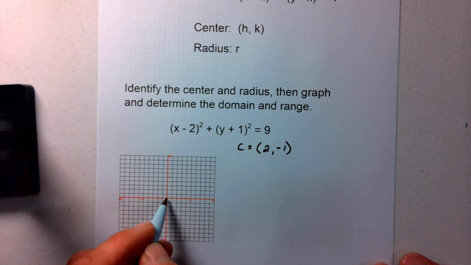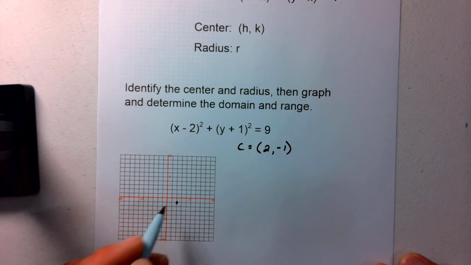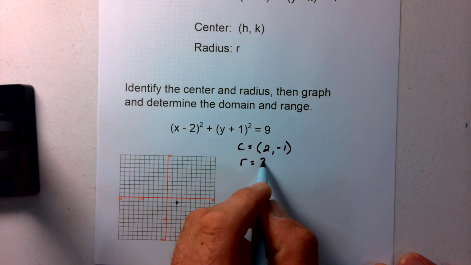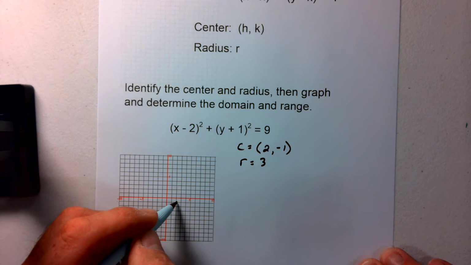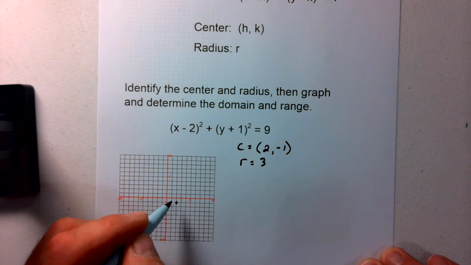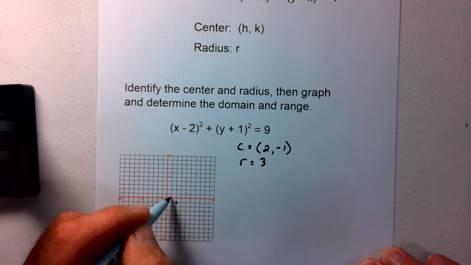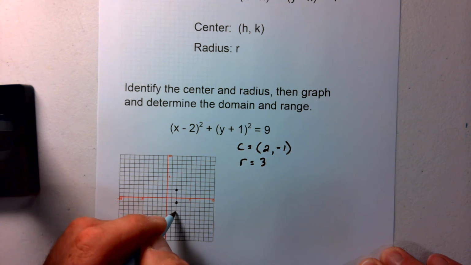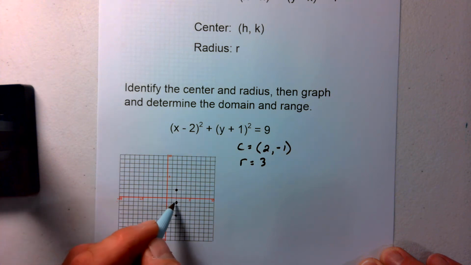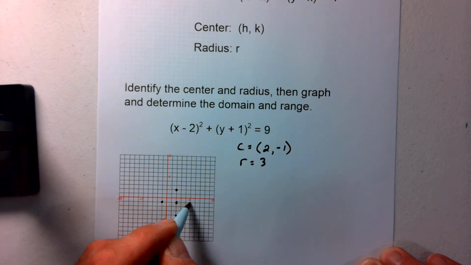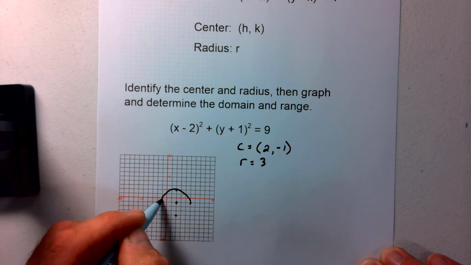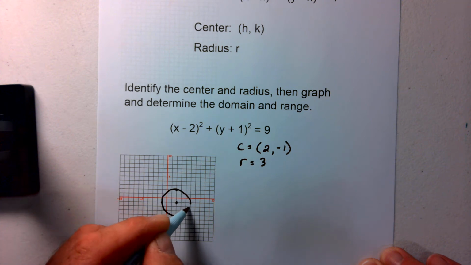So we can go ahead and graph that point, (2, -1). We also know the radius. The radius in this case is the square root of 9, which is 3. From my center, I'm going to go out in all directions 3 units. It's going to be very difficult at an angle to go out 3 units, so what I'm going to do is count up 3 vertically, count down 3 vertically, go over 3, and go over 3. This gives me my reference points, and I can draw in, hopefully, a nice smooth circle.